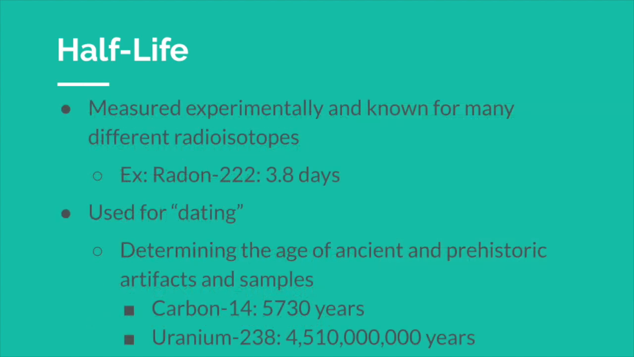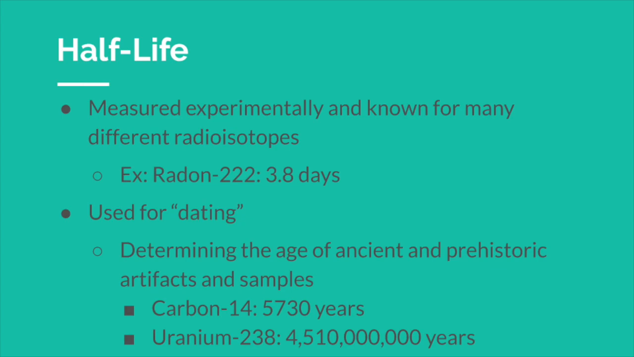Because it's so steady and predictable, half-life can be experimentally measured for many different isotopes. As an example, the half-life of radon-222 is 3.8 days. That means that however much radon-222 you had in your sample 3.8 days ago, you've only got half of it now. And in 3.8 days, you'll have half of that, and so on and so on.